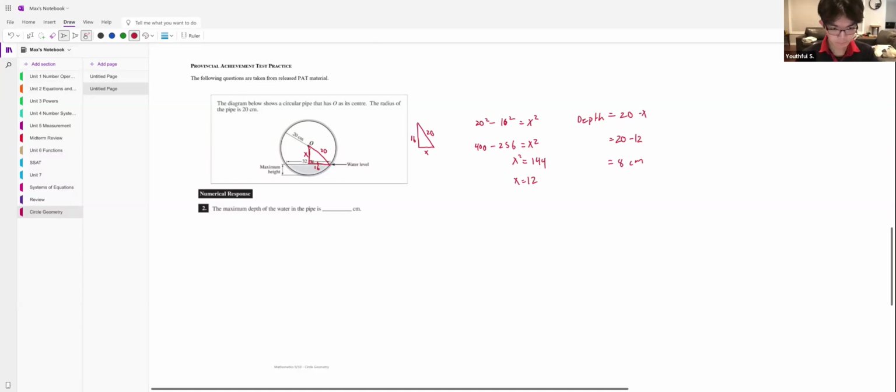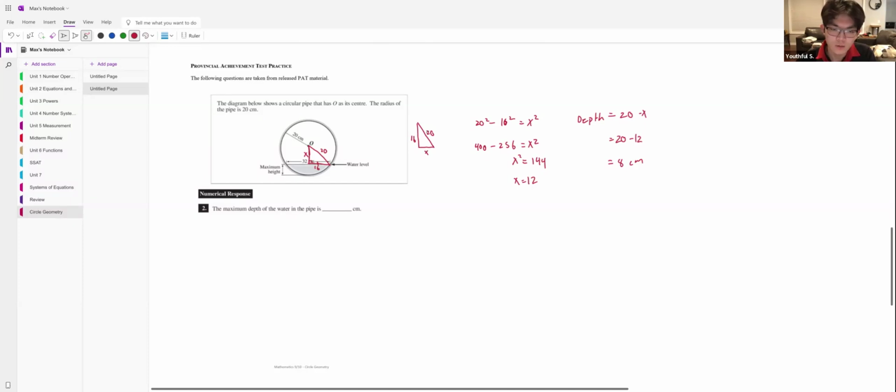So we know the radius is 20. So we can draw a line here. And then we know that this entire width is 32. So then since this is perpendicular, we know that's 16, right? Which is half of 32. So now we have a triangle with hypotenuse of 20. One of the arms is 16 and the other arm is x.